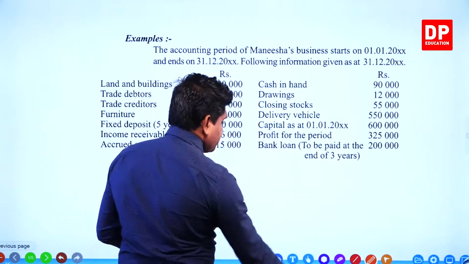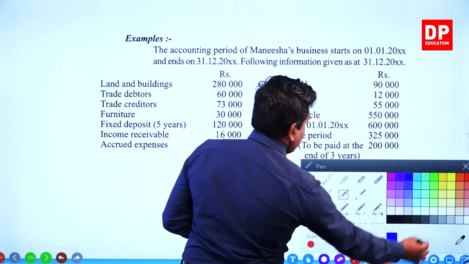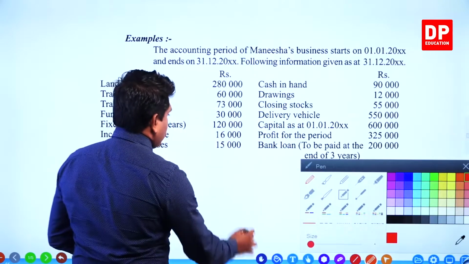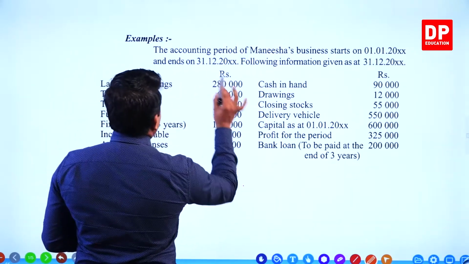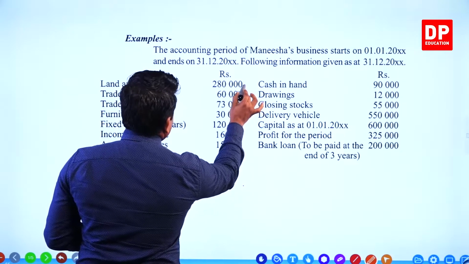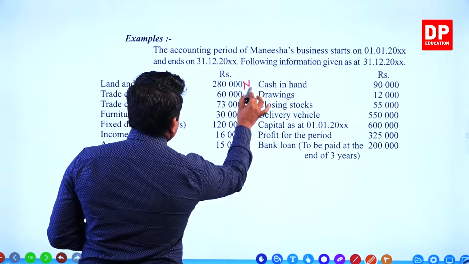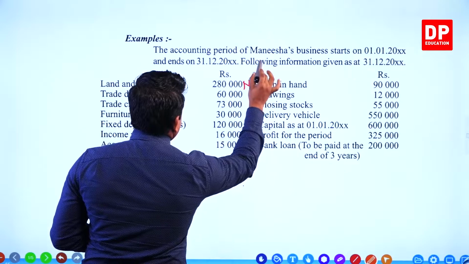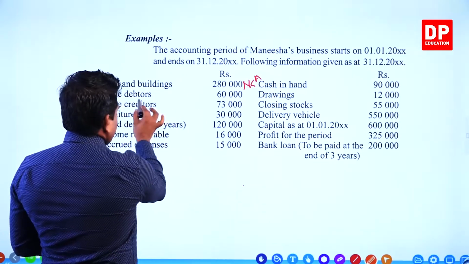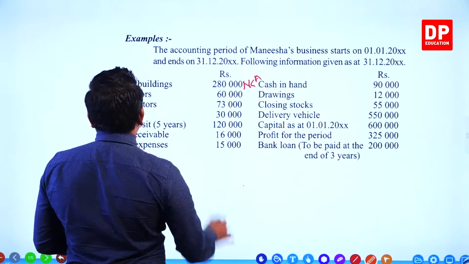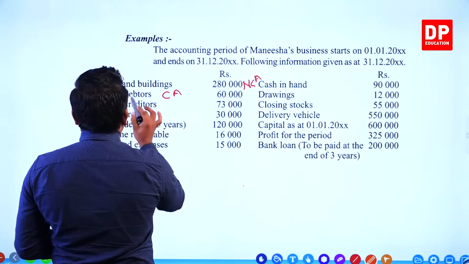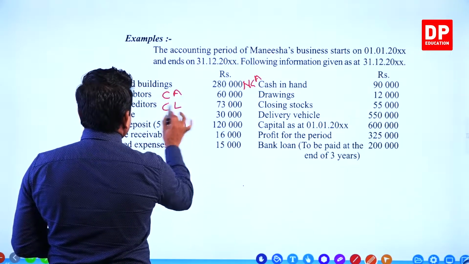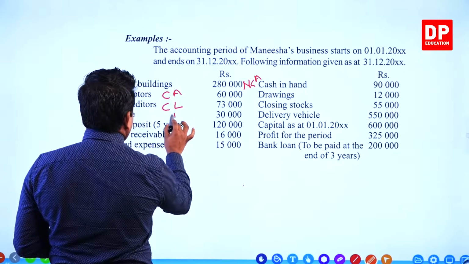Now I'll mark it, and you can mark in your book. Land and building is non-current assets, NCA. Debtors, trade debtors, are current assets. To manage the space, I put them here. Then trade creditors, current liability. Remember furniture, non-current assets.